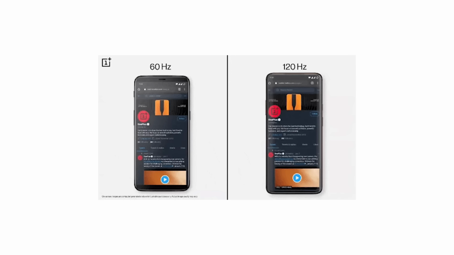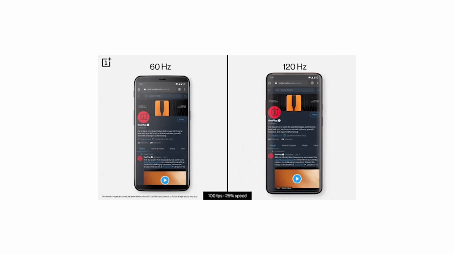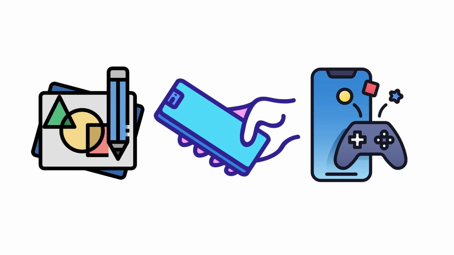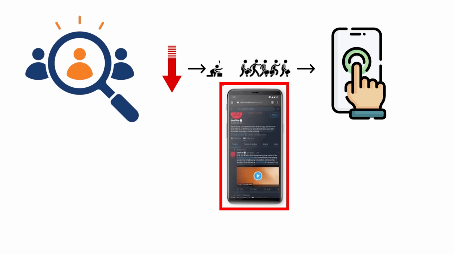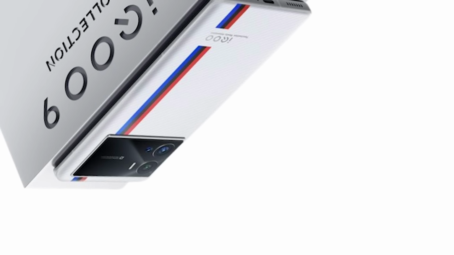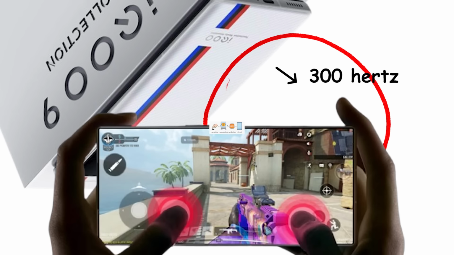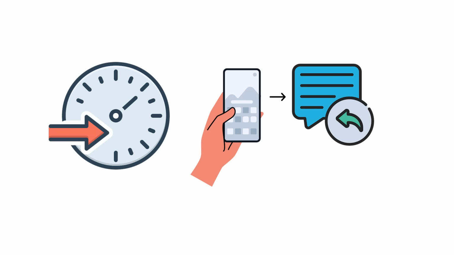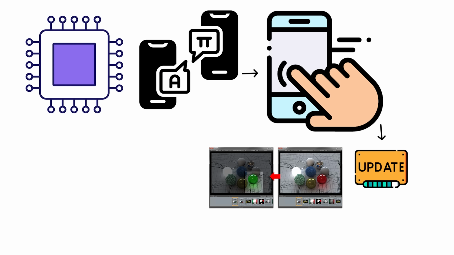A higher touch sampling rate improves responsiveness during tasks that rely on precise timing, such as drawing, typing, or gaming. When the sampling rate is low, there is a brief lag between your touch and the phone's reaction, which can make controls feel less accurate. Competitive gaming phones often advertise touch sampling rates above 300 or even 500 Hz. This does not make the visuals smoother, because that still depends on refresh rate, but it allows the device to respond more quickly to fast input. The processor interprets these touch signals and updates the next rendered frame accordingly.